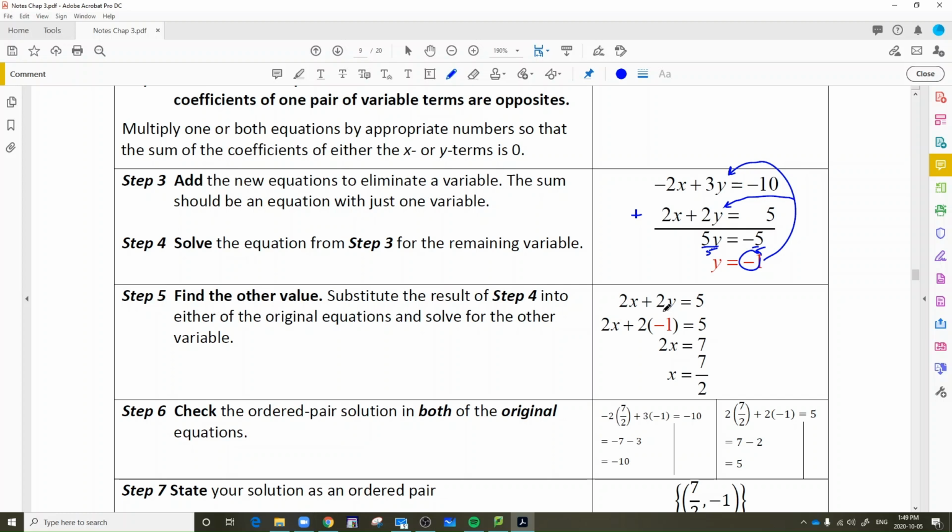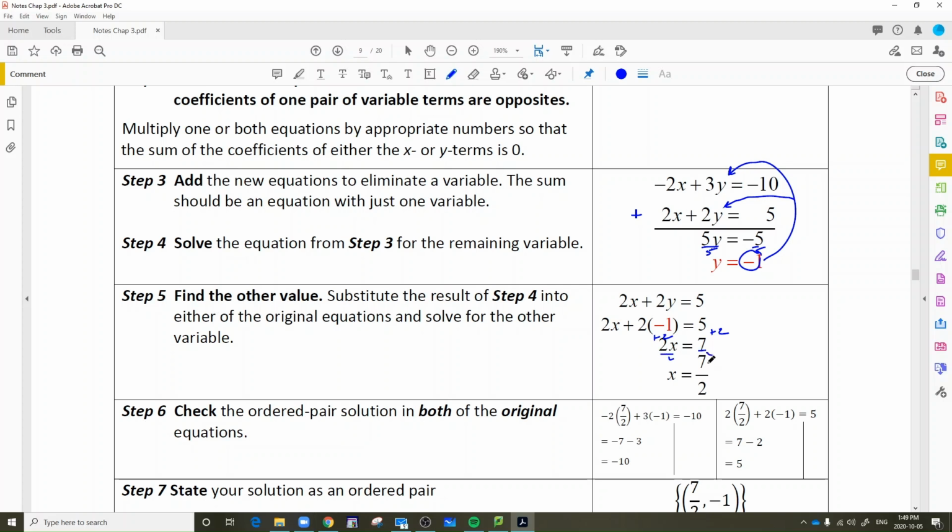So you've got 2x plus 2y equals 5. We're going to substitute that y equals negative 1 in for y. And so you've got 2x plus 2 times negative 1 equals 5. So I'm left with one variable again. So I get 2x minus 2 equals 5, so I'm going to add 2 to both sides. So I get 2x equals 7, and then I'm going to divide by 2.